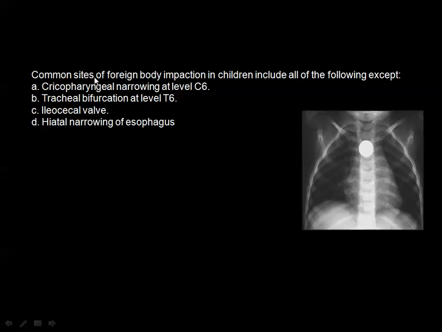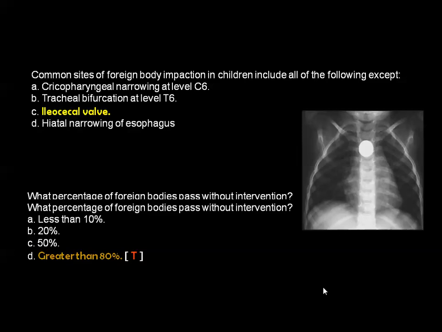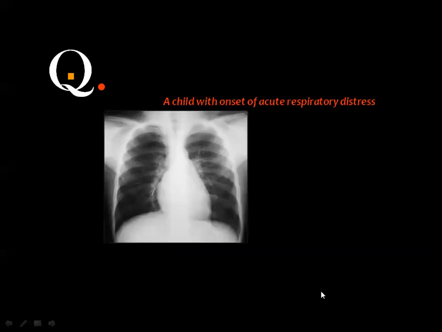And the common sites of foreign body impaction in the children, the foreign bodies in the esophagus, are impacted in these areas except the cricopharyngeal narrowing at the level of C6, the tracheal bifurcation at the level of T6, the ileocecal valve, and the hiatal narrowing of the esophagus. All these are sites of impaction except the ileocecal valve, since most of the foreign bodies that reach the ileocecal valve will pass outside. What percentage of foreign bodies pass without intervention? They are in the range of 80%; foreign bodies pass in the gastrointestinal tract without intervention.